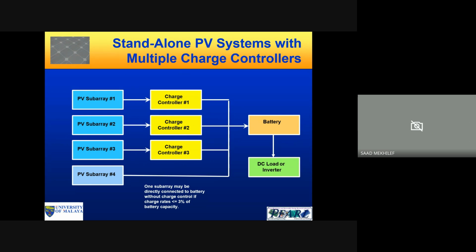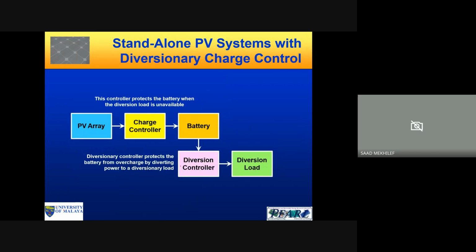Standalone PV systems with multiple chargers, so we can have a few subsystems, subsystem 1, subsystem 2, subsystem 3, and so on, and they have charge controllers, and then we have the battery, and then we have the DC load or the inverter. We can even have the inverter here to convert the power. Also, standalone with charge controllers, battery, and then diversion controllers, and then we have the load. So this is also another configuration, because there are quite a number of configurations.